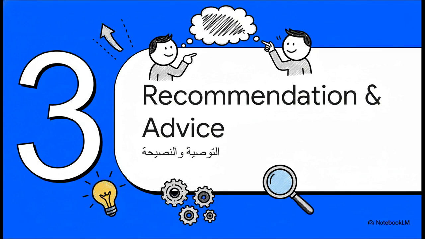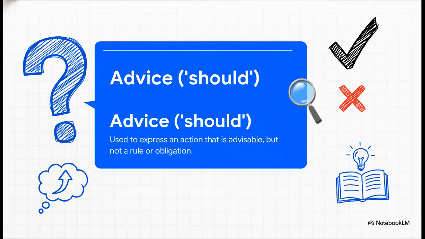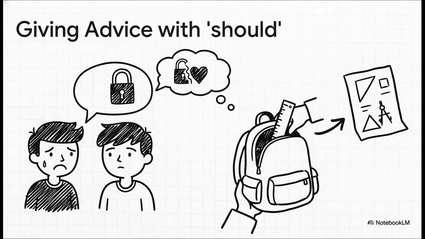All right, next up is something we do all the time, right? Giving advice and making suggestions, or at-tawsiyah wa nasiha. When you want to give advice, the magic word is should. The most important thing to remember here is that should is for suggestion. It's a good idea. It is not a strong rule like must. For example, you should tell your friend the truth. This is good advice, it's a good idea, but it's not a law.